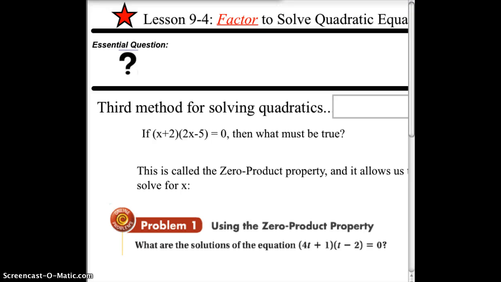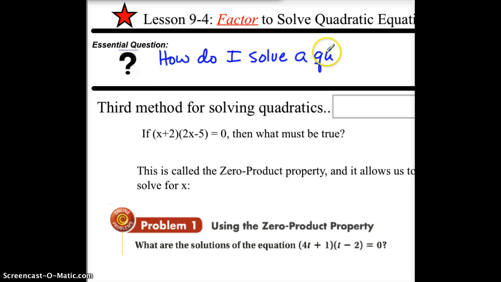Section 9.4, we're going to learn another method for solving quadratic equations, and that method is going to be solving by factoring. So our biggest question at the end of the hour is going to be, how do I solve a quadratic equation? And let's repeat what those look like. A quadratic equation can be written as ax squared plus bx plus c equals 0.